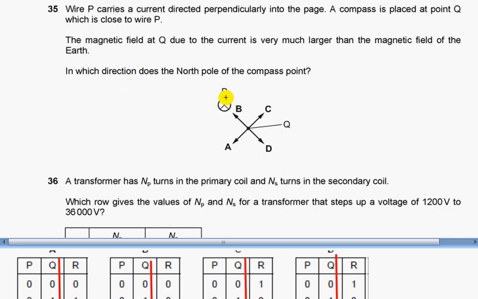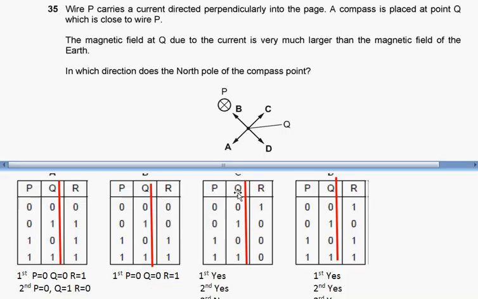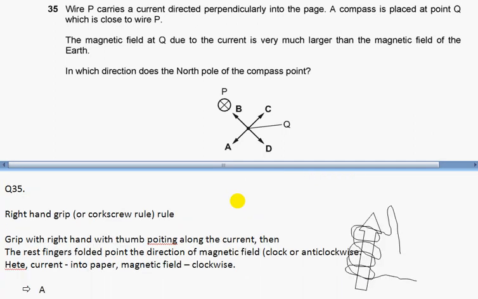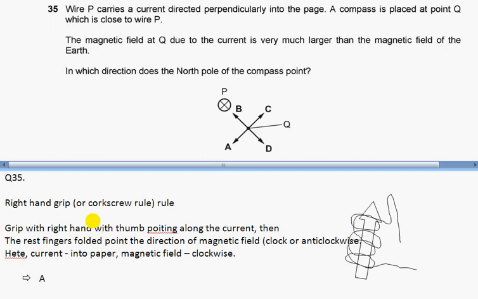So the wire is into the paper. It produces a circular magnetic field. The only question is, we don't know clockwise or anti-clockwise, so it is either A or C. And to decide A or C, we use the right hand grip or corkscrew rule.